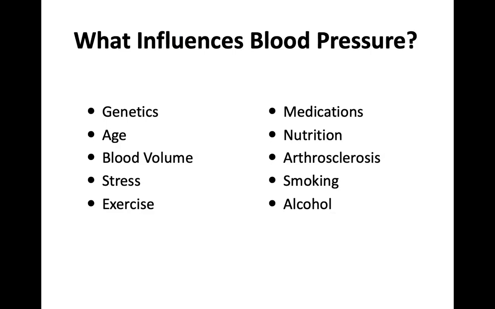Okay, so what influences our blood pressure? There's a lot of things. Genetics, age, I already talked about. Blood volume is important. People that are dehydrated have low blood pressure. People that have lost a lot of blood have low blood pressure.